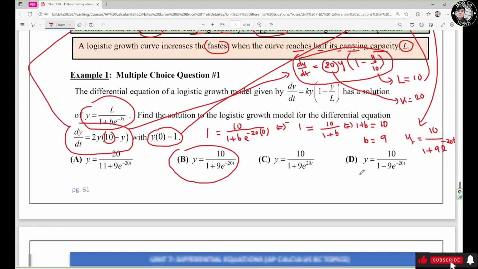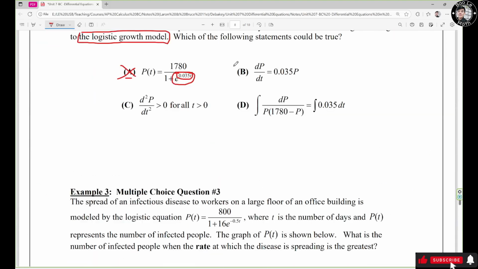Alright, so we're gonna exclude this one. Now, answer choice C. The second derivative of the function is positive. It tells us that the function is concave up, right? So it does not represent the growth model, right? We need to exclude this one.